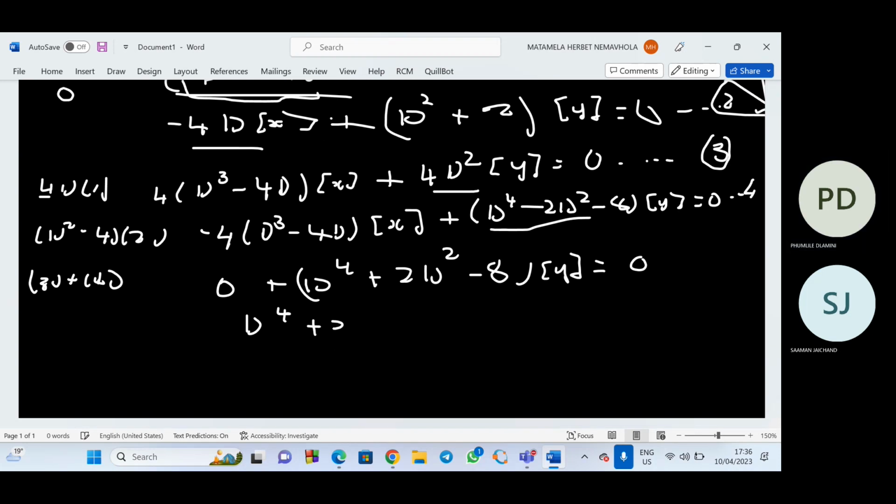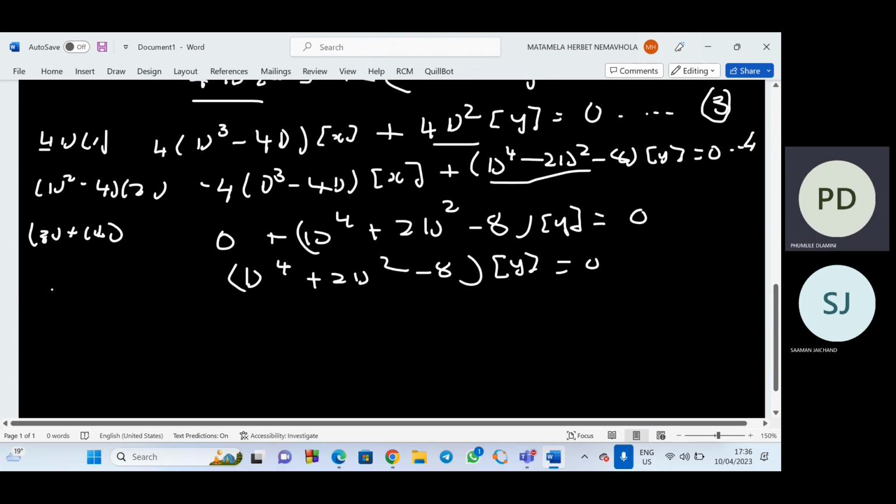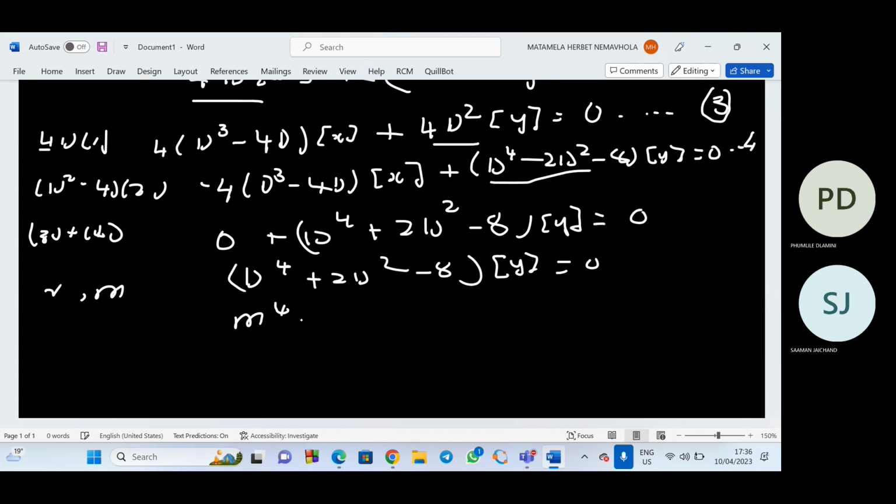So the answer that we have here is d to the power 4 plus 2d squared minus 8, in the form of y, equals 0. Then you can use m or you can use r, it's either m or r in these letters. I'm going to go with m. So we can write it as m to the power 4 plus 2m squared minus 8 equals 0.